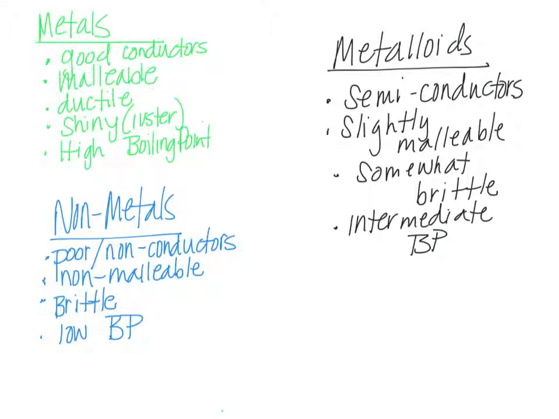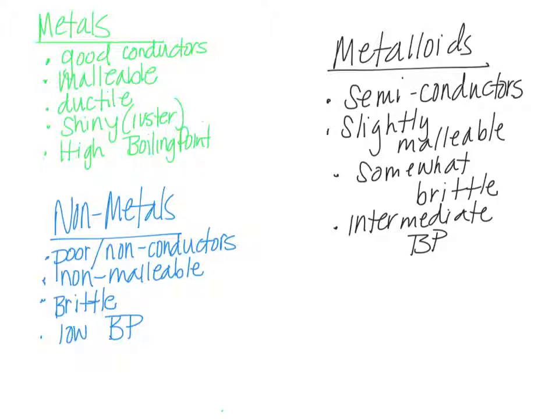So the last thing is the properties of metals, nonmetals, and metalloids, and this was again from the flipped lesson. The properties of metals, remember that they are good conductors, meaning they conduct electric current and heat. They are malleable, which means they have the ability to be hammered into a thin sheet. They are ductile, which means we can pull them into a thin wire. They're shiny, or we also sometimes call that luster, and they have a very high boiling point.